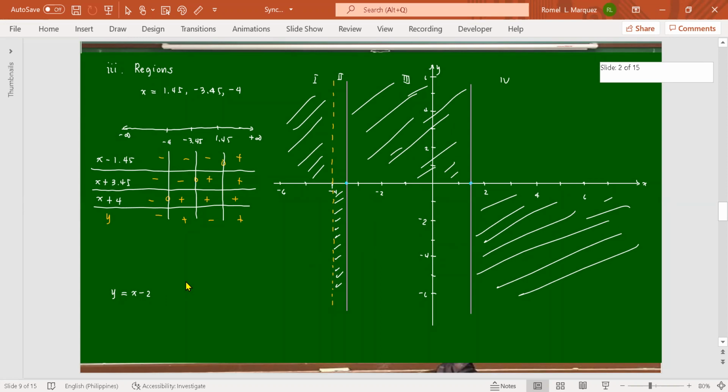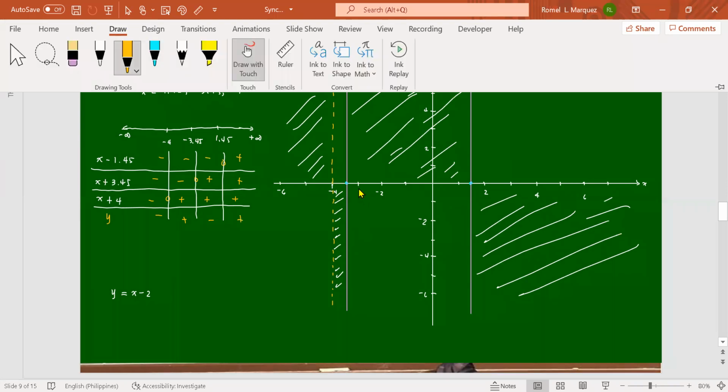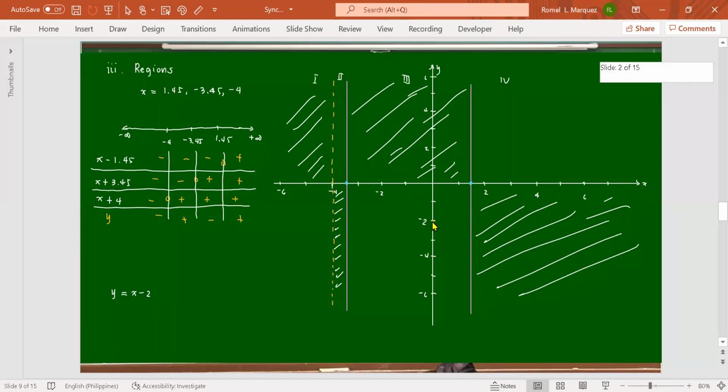Nasaan yung slant asymptote? May drawing natin yung slant asymptote. Y equals x minus 2. When x is 0, y is negative 2. Nasaan yung negative 2? Dito yan, oh, guys. When y is 0, x is positive 2. Am I correct, children? Yes po. Yan. Then, we draw line.